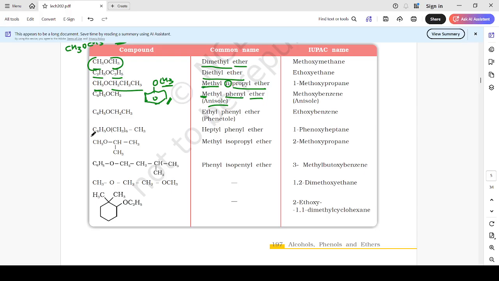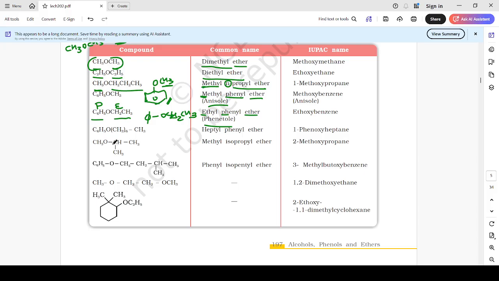Go for the conversion. The next one, C6H5OCH2CH3. This is phenyl, this is ethyl. Go for the common name. E should come in front of P, ethyl phenyl ether. It has a commercial name here, phenetole. Benzene with OCH2CH3 is called phenetole.